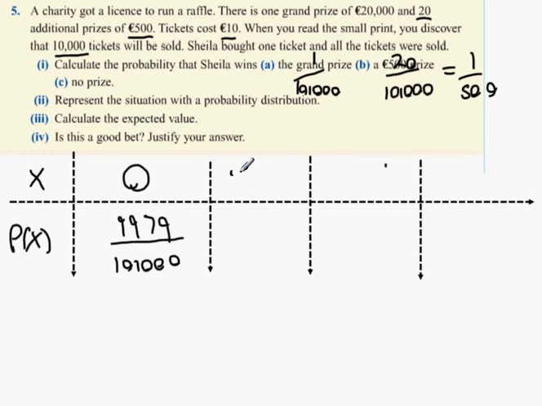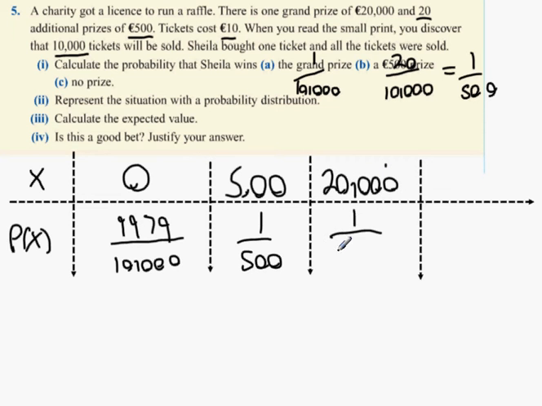Winning a prize of €500 is likely to happen how many times? 1 in 500. And then the probability of you winning the grand prize? 1 in 10,000. Now here's how you do this. It says that's the probability distribution.